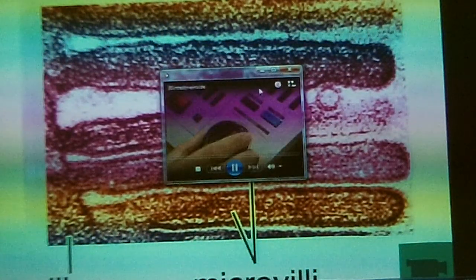This kind of shows what the intestine looks like. That's a camera that they've stuck down.